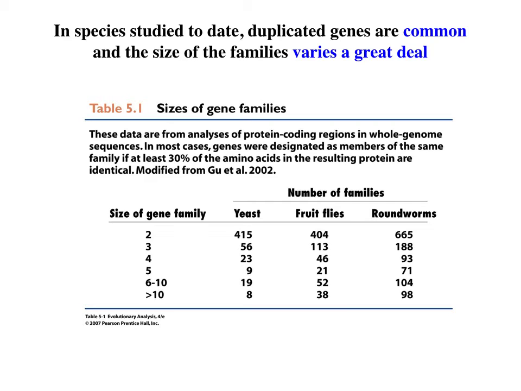For example, let's just look at fruit flies. They're in the middle. They have 404 different gene families that consist of 2 different genes. They have 52 gene families that consist of between 6 and 10 genes, and 38 that have over 10 genes in the gene family. And so this is very, very common. And it is also very, very important for evolution.